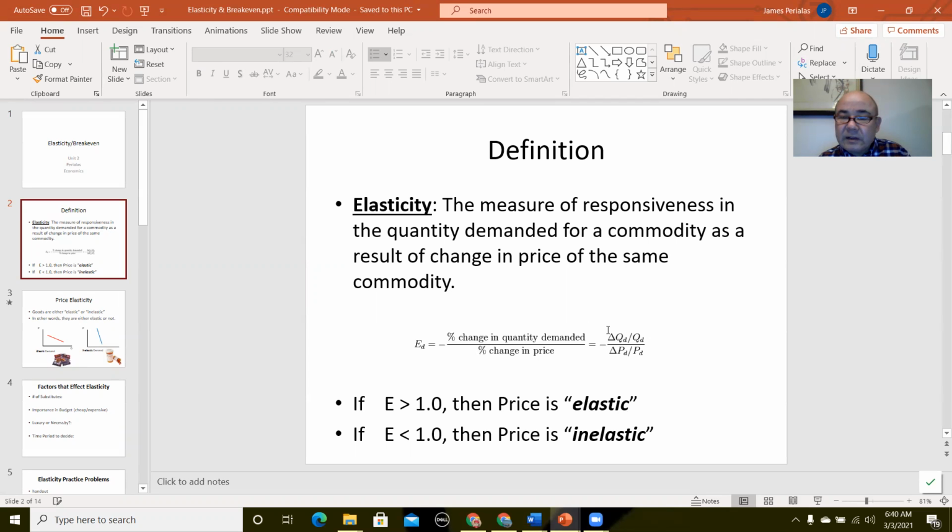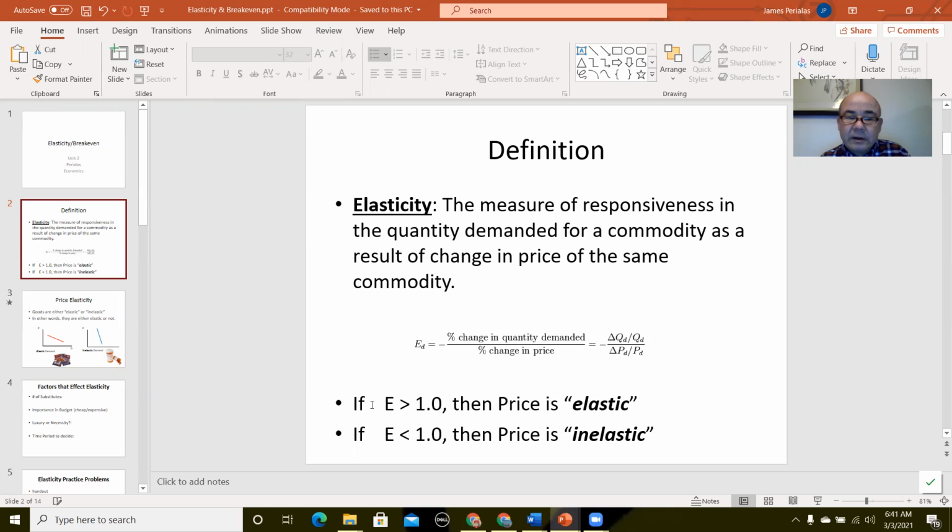Those of you that are in science class, you might recognize the triangle delta. The symbol delta means change in. So change in, there are the words right there, change in. Change in quantity demanded over the quantity demanded, change in price over the original price. And so I'm going to go back over the mathematics a little bit later, but we're going to be dealing with a formula.